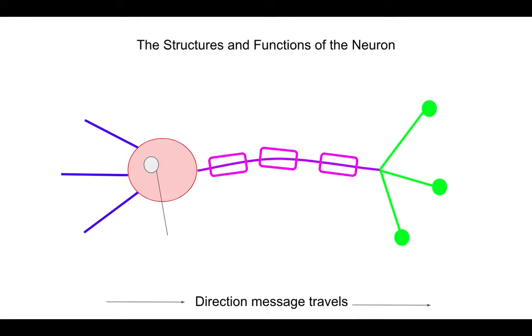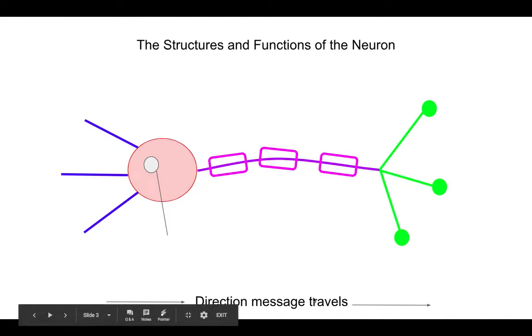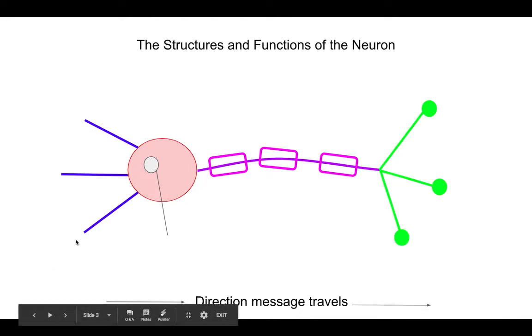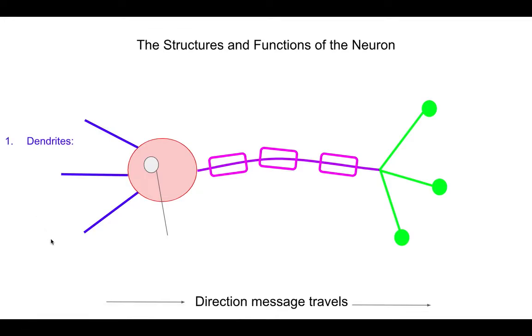So now that you have drawn this diagram of the neuron, what I would like to talk about are the specific structures and functions. So one thing to point out is that the neuron is only going to travel in one direction. So the message is going to go from the dendrites down the axon to the end bulbs. So again, it only travels in one direction. So let's look at the first structure, the dendrites.